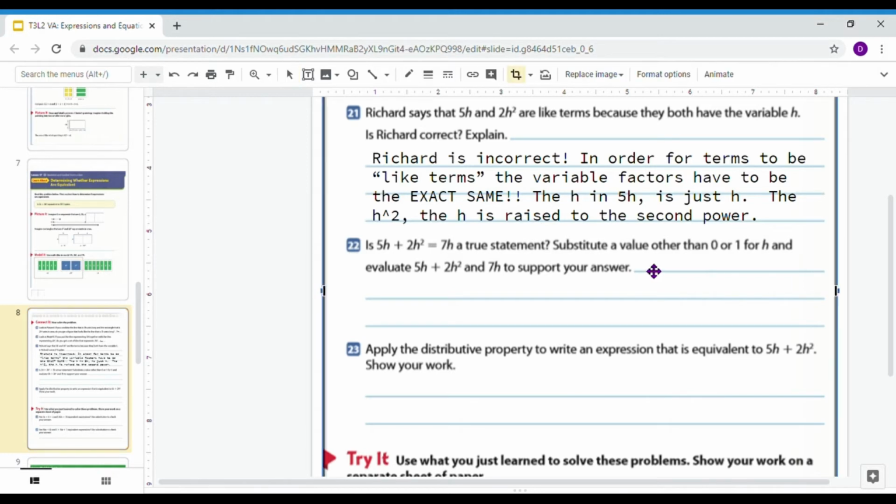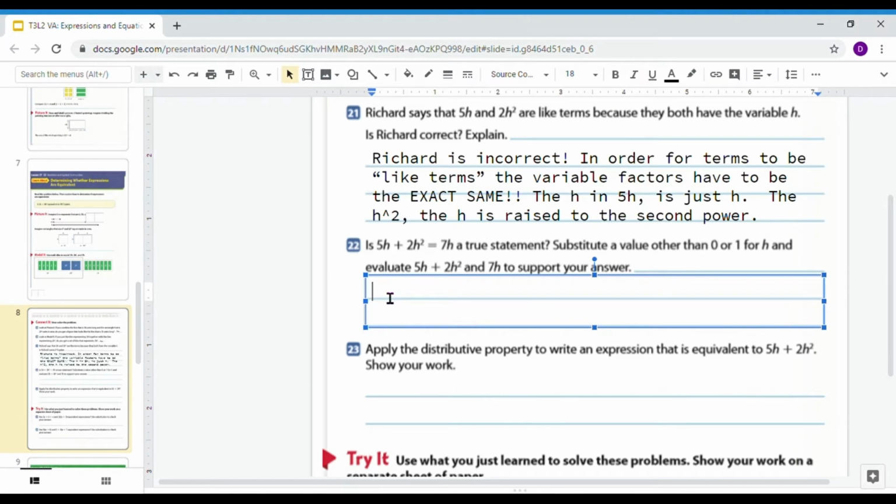it's not. I mean, we kind of just disproved that. We've shown that it's not equivalent by using our diagrams. But a lot of times when we're writing proofs, and as you get older, you will be writing a lot of proofs, you've got to use concrete examples to be able to prove yourself right or wrong. So in this case, it says substitute a value other than 0 or 1 for h and evaluate 5h plus 2h squared and 7h to support your answer.